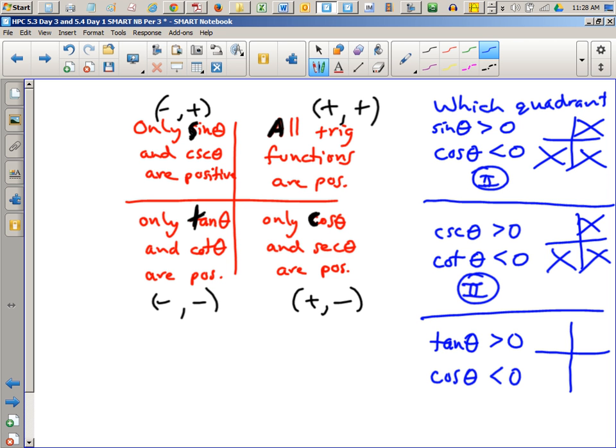Okay, tangent's positive, so it has to be 1 or 3. Cosine is negative means it can't be quadrant 1. So your answer is quadrant 3. Okay? Just a simple little exercise, but it does show up on my test. Another thing to memorize.